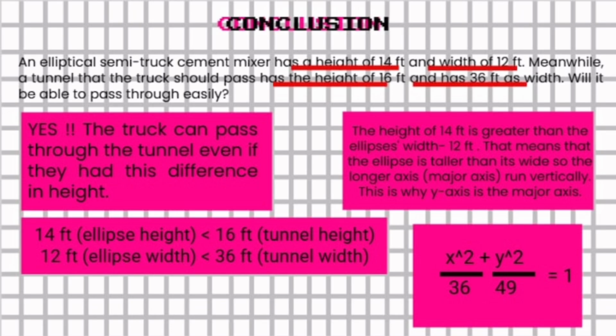And just like what I said earlier about the y-axis, the height of 14 feet is greater than the ellipse width of 12 feet. That means that the ellipse is taller than its width. So the longer axis, or the major axis, runs vertically. This is why the y-axis is the major axis. So if we get the standard form, it will be x squared over 36 plus y squared over 49 equals 1.